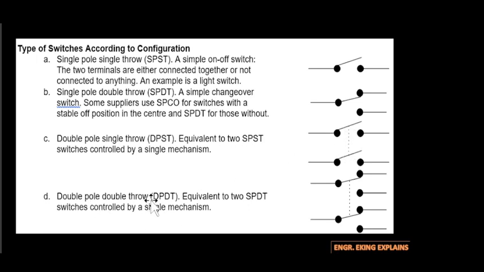Then we have double pole double throw, the equivalent of two SPDT switches controlled by one mechanism. The most common example for this is the MTS, o yung manual transfer switch na ginagamit natin. Kunyari ito yung supply side galing sa distribution, line 1, habang ito namang kabila ay sa ating emergency or genset. Ito yung ating output side or the load side. Kapag nag-change over yan, kunyari nag-brownout, lahat na yan ay pupunta dito sa ating genset side.